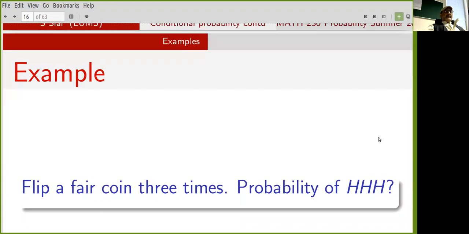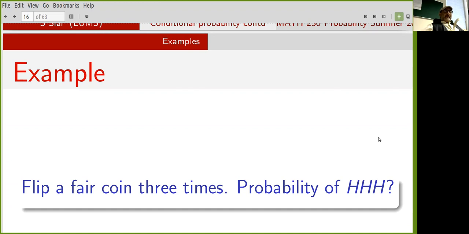Now, let's take a look at the next one. Flip a fair coin 3 times, the probability of getting 3 H's in a row, 3 heads in a row. Okay, let's think about that for a second. How many outcomes are there? Well, the first flip gives you a head or a tail. The next flip gives you a head or a tail. The third flip gives you a head or a tail. And if the experiment is recording these 3 results in order, then you have 2 times 2 times 2 is 8 possible outcomes.